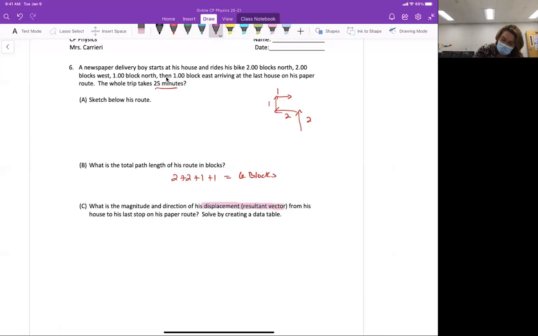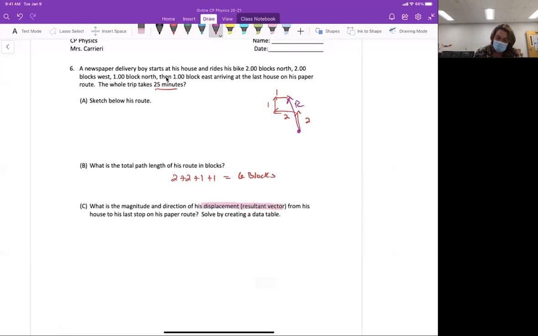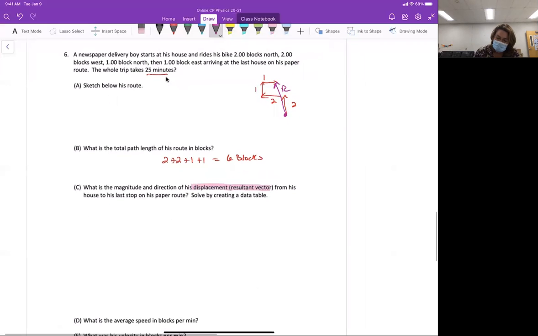So how do I find that? I start at the origin where he started, and I draw to the final location, and that is this resultant vector that I'm looking for. And I want to know the magnitude and direction. Solve by creating a data table.